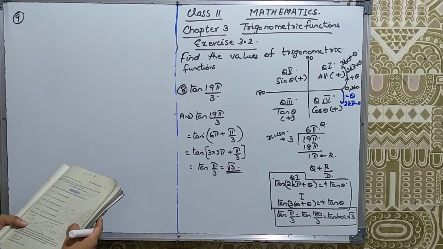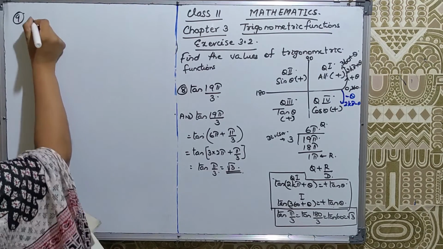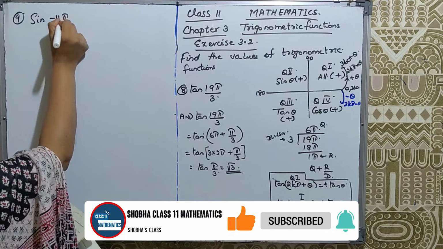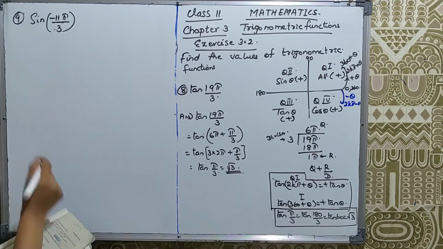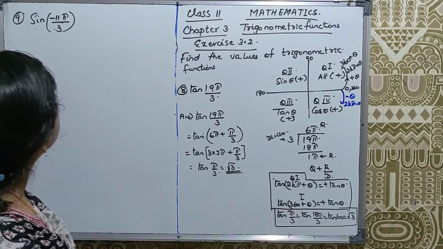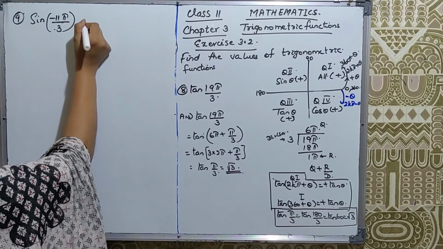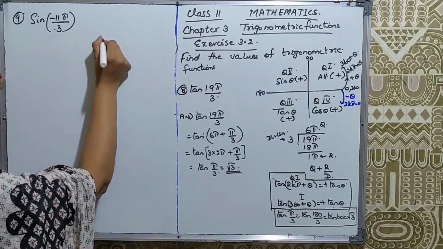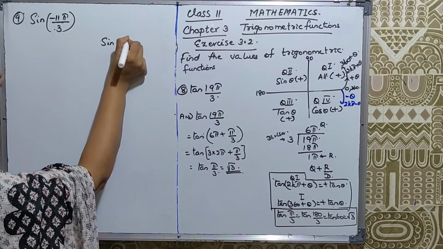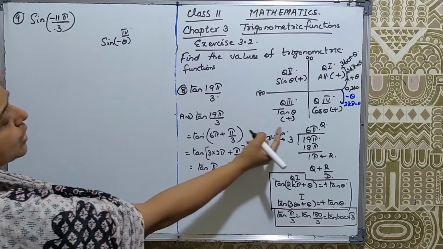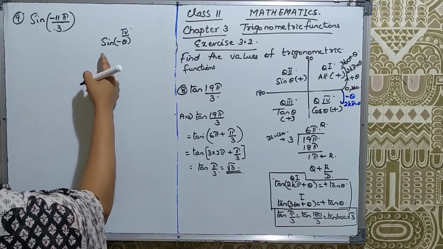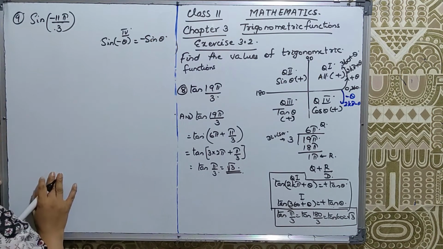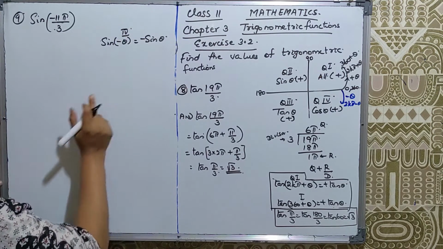Question number 9 is sin(−19π/3). Now here we'll do sin(−θ). All the minus thetas belong to the fourth quadrant. So sin(−θ) is in the fourth quadrant, where only cos will be positive. So sin(−θ) will be minus sin θ, because in the fourth quadrant only cos will be positive.